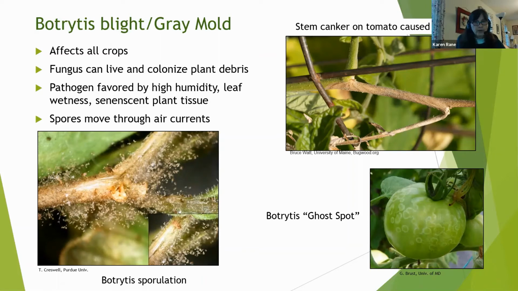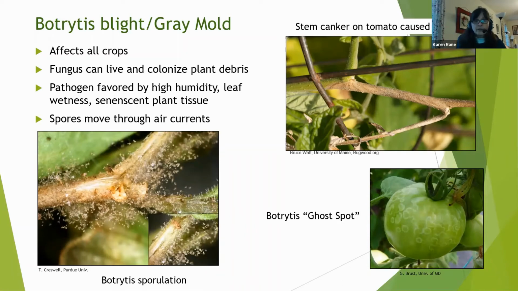The spores are kind of grayish in color, and it gets quite fuzzy on the plant material, particularly if you took something and stuck it in like a Ziploc bag with a wet paper towel overnight. That sporulation will really explode, and you can see it there. We see stem cankers on hydroponic and greenhouse tomato production, often caused by botrytis or gray mold.